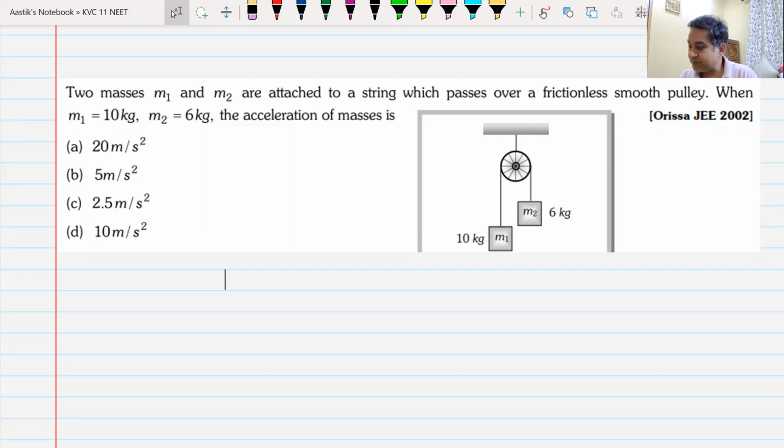Two masses M1 and M2 are attached to a string which passes through a frictionless pulley. When M1 is 10 kg and M2 is 6 kg, what is the acceleration of the masses? And I hope you can give me the answer quickly. I'll give you a minute to do it.